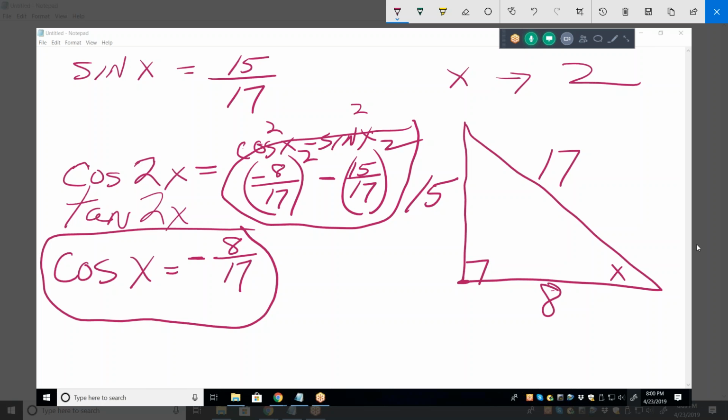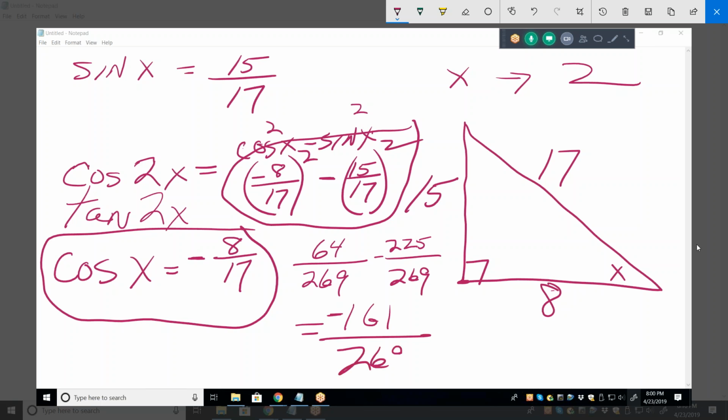I basically just plugged that into my calculator. Well, okay. Yes and no. Your calculator is going to give you a decimal answer. You don't really want a decimal answer. What you have is 64 over, what is this, 269, I think, is 17 squared, minus 225 over 269. So what's that equal to? Negative 161 over 269. In other words, your calculator is going to have a hard time coming up with that answer.